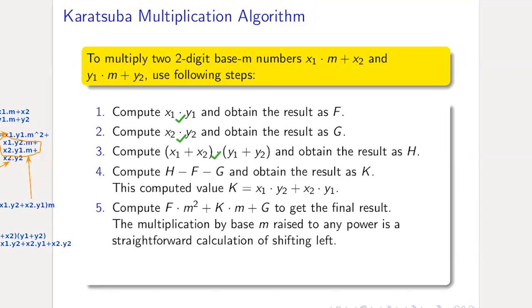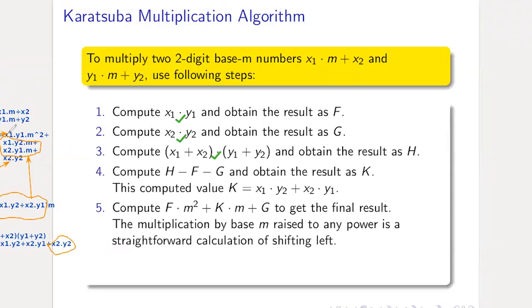Okay, so essentially now you have x1 y1 here, which would be f, and x2 y2 here, which would be g. So if you take h minus f minus g, you essentially have this part, which is the part required here. Let's call it k.